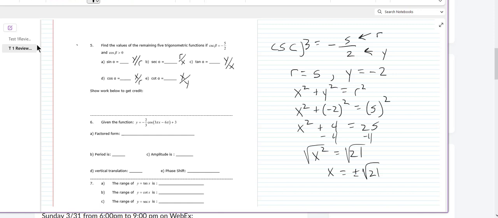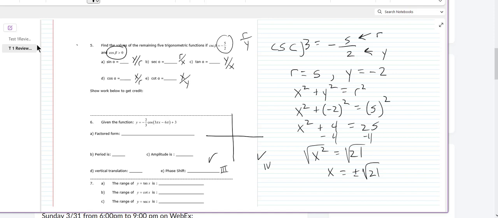So the way I like to look at this problem is like this. I've given you that the cosecant is negative. The cosecant is r over y. So if the cosecant is negative, then you have to be either in quadrant 4 or in quadrant 3, because that's where y is negative.